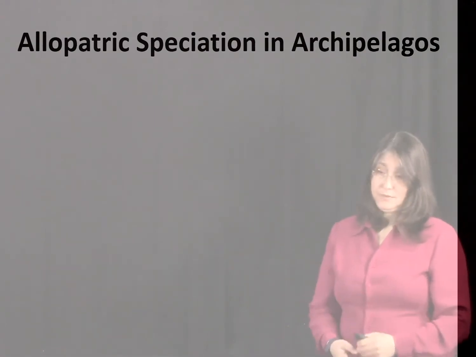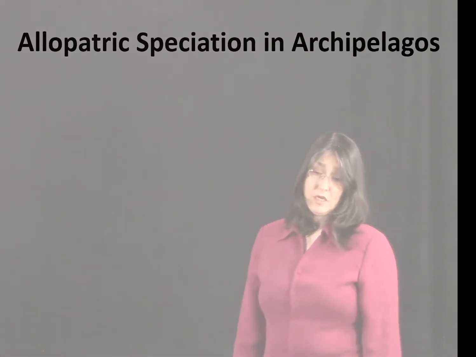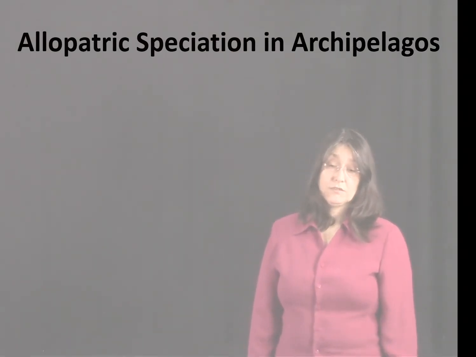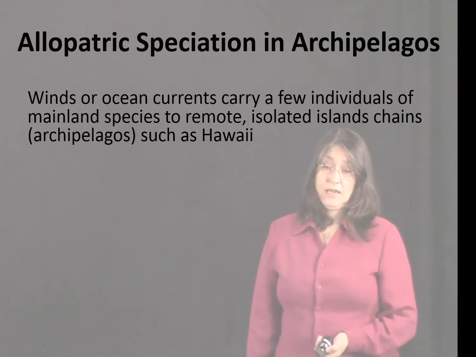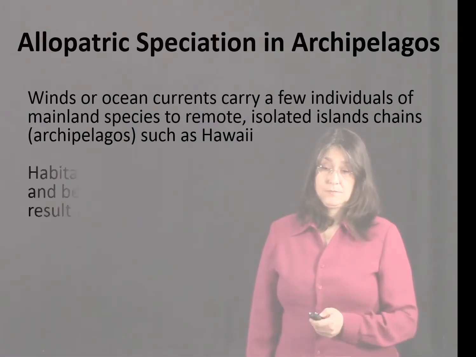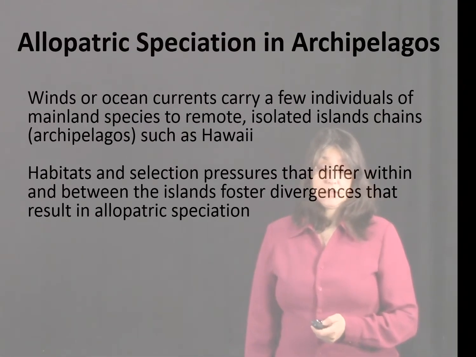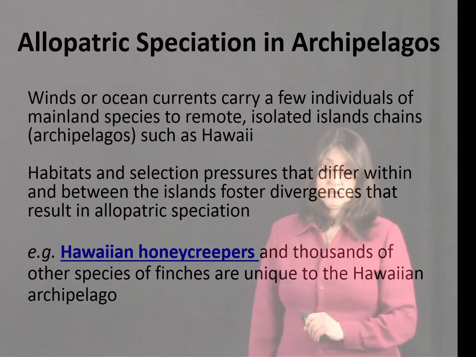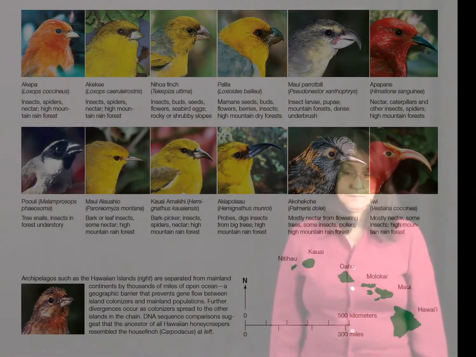Another very good example of allopatric speciation is from archipelagos, so the classical example of Darwin's finches. And you also have this great example in your textbook about the honeycreepers in Hawaii. So please click on this link and read your textbook and then come back.